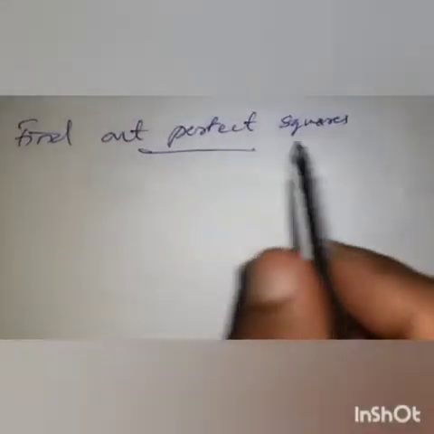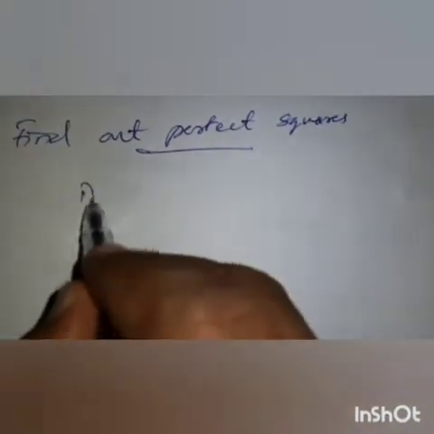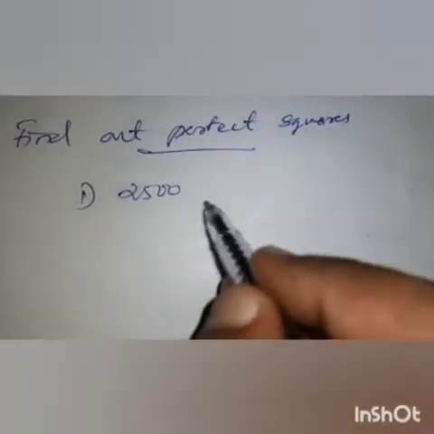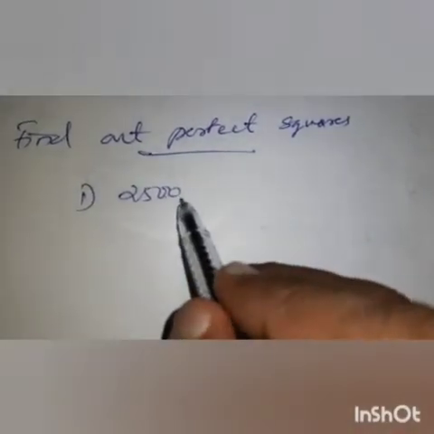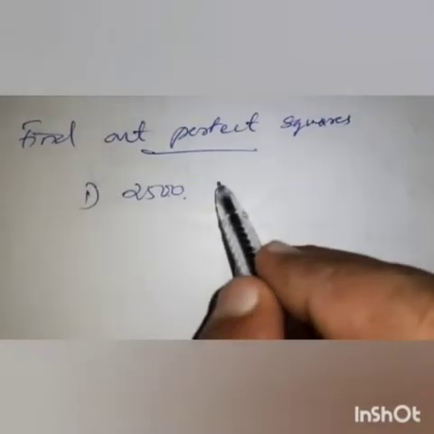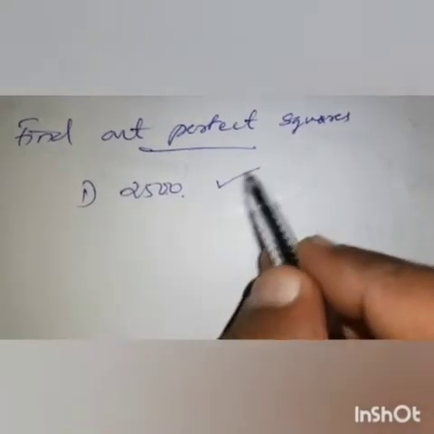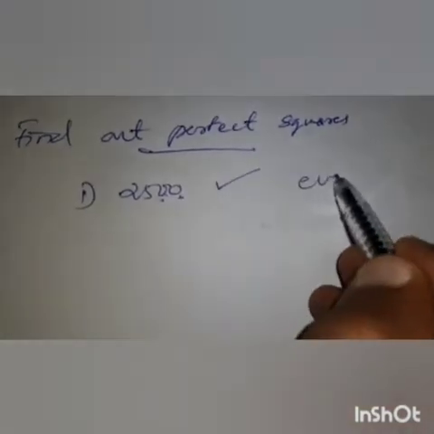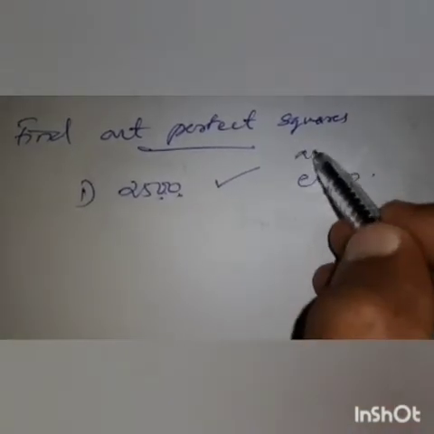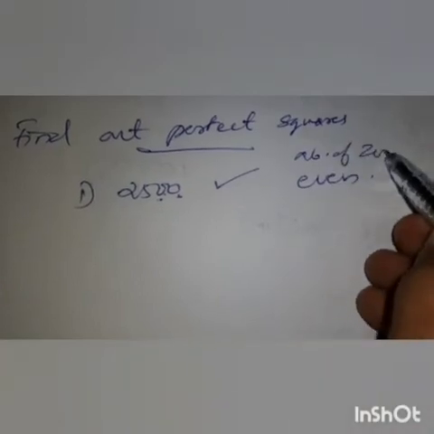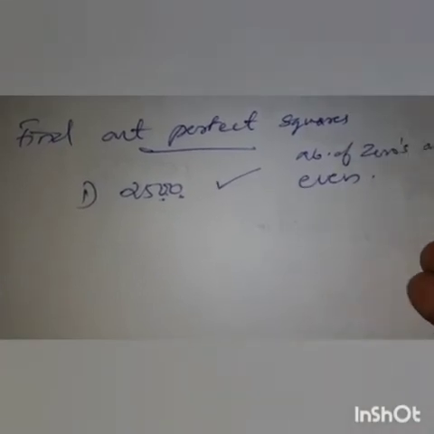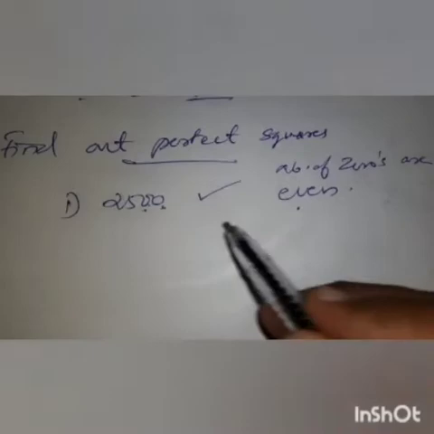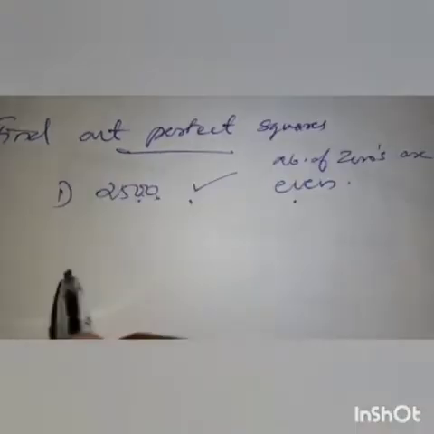So remember this one. If there is only 1 zero in the number, in its square you will get double, that is 2 zeros. Now find out the perfect squares. First one, 2500 is a perfect square. It is a perfect square because the number of zeros is even.